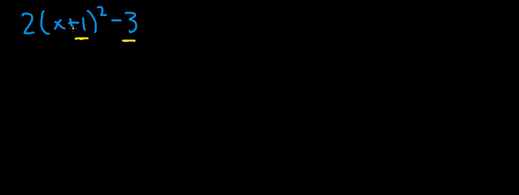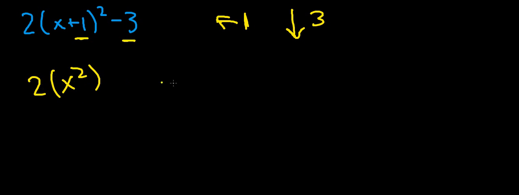We have an x plus 1, and when we have a plus to an x, that means it's going to be a shift to the left. So we have a left shift by 1 unit. And this minus 3 is going to cause a downward shift of 3 units. Now let's try to think of what our base function is. Our base function is x squared, and we have a 2 times it outside. We do not have 2x squared.